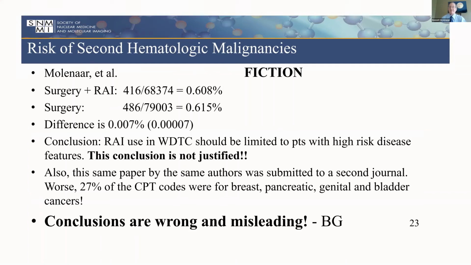The same paper was submitted to a second journal, and 27% of the CPT codes used for thyroid cancer were actually for breast, pancreatic, genital, and bladder cancers. So I conclude that their conclusions are wrong and misleading. That's why I've labeled this study fiction, and you should be aware of it.